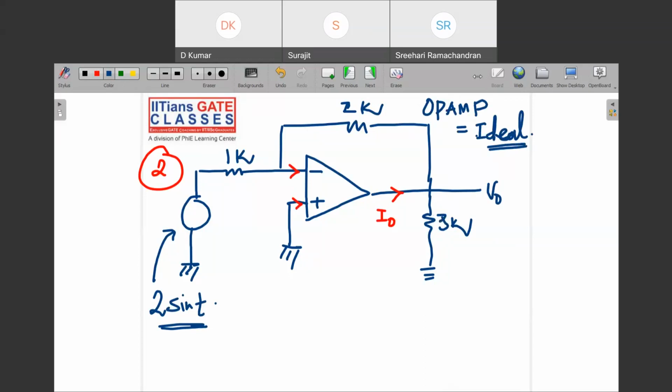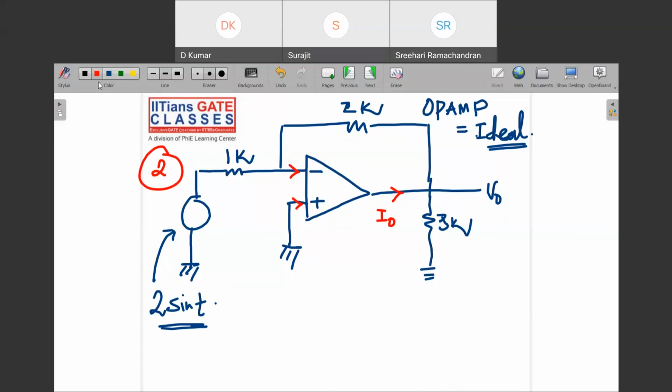Seriously, have you tried this question, Surajit? Sorry, -8/3. Okay, -8/3. Yesterday only you got this answer, right? So -8/3 or -10/3 will be the answer. Yes, sir, -10/3.